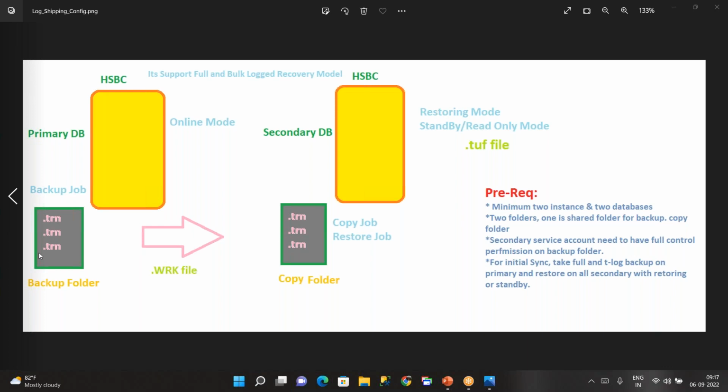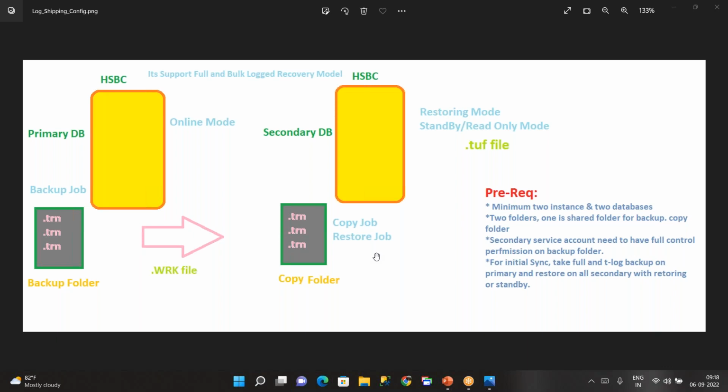That's it. Now, what is the purpose of the copy job? The copy job will connect to this folder and copy the transaction log backup to the secondary server. That is the main purpose of the copy job, sir. It connects to the primary folder where the backups are performed and copies to the secondary folder automatically. You need not worry about copying. The copy job takes the responsibility to copy the backup file from one server to another server.